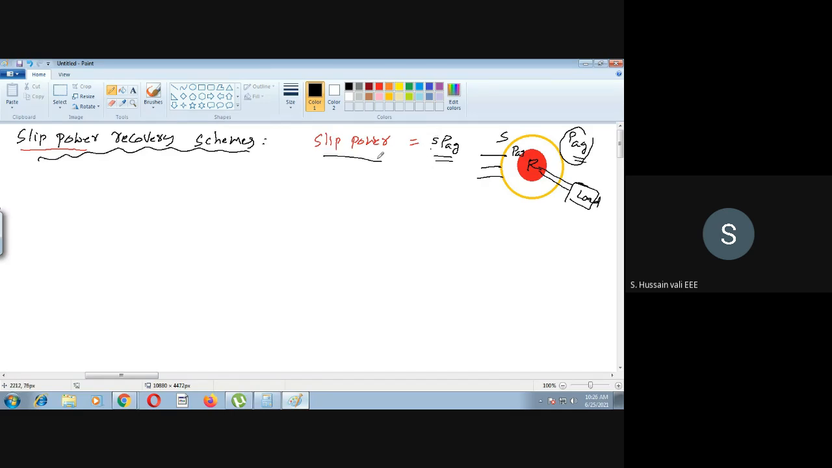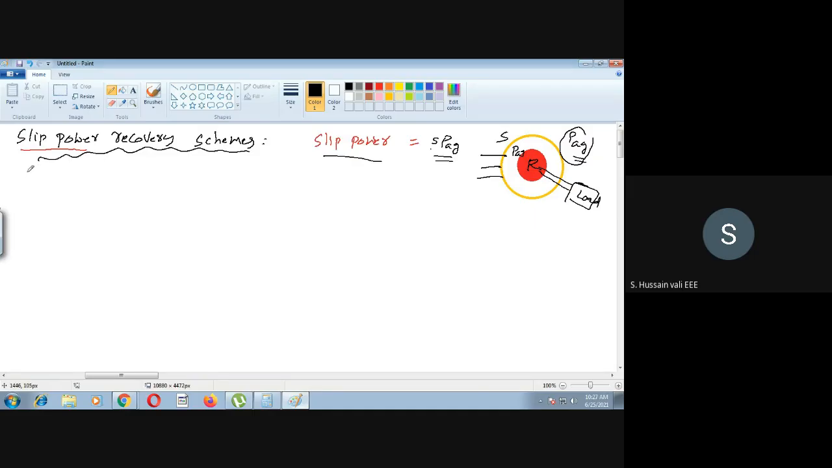How do we recover this slip power? What are the ways? Why do we want to recover it? So that we can use it somewhere else. That is the purpose. Now what are the different schemes for the recovery of the slip power? That we will study from now onwards.